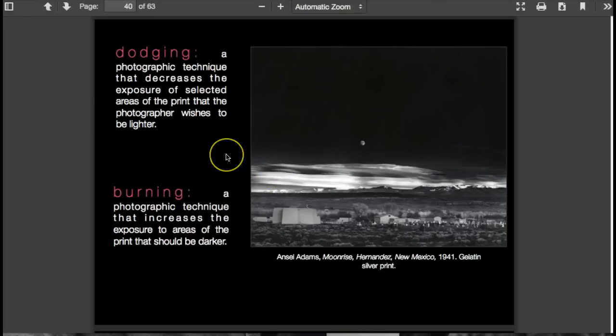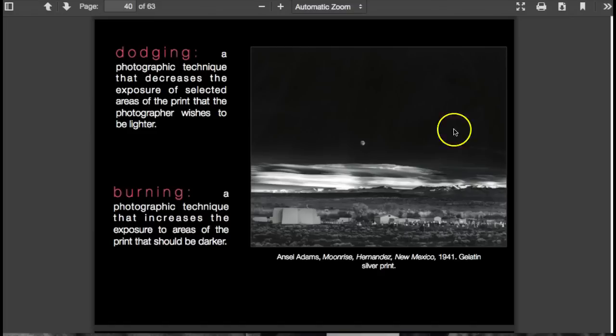So if you have your photo paper in an enlarger and you're going to expose the negative onto your photo paper in a darkroom, right? Basically, you might cover this area here and let this burn, let it be exposed longer so that it gets darker, right? And then the opposite would be true of dodging. We might dodge certain areas so that they aren't exposed as long, and that way they will be lighter.